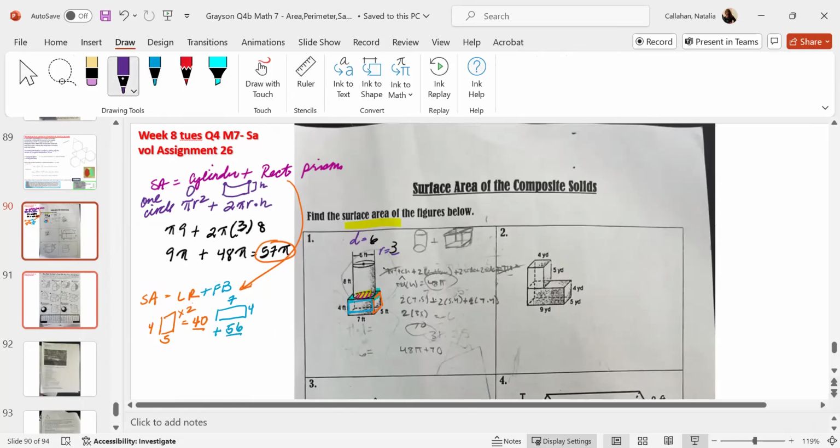Okay. Now, you gotta do the bottom, right? The bottom is this purple part right here. What are the two for that? 7 and 5. Which is 35.